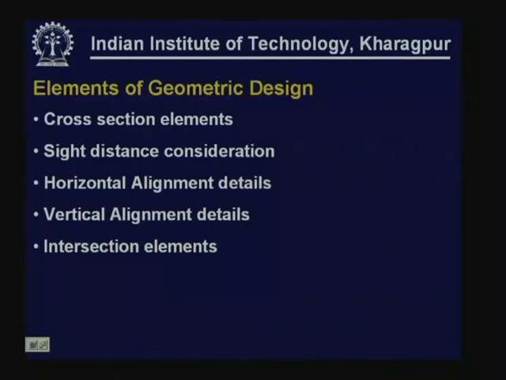So there is a sight distance consideration. We talk about the different design considerations in terms of the sight distance. We talk about the horizontal alignment details. Curves are an integral part of the system. So proper design of horizontal systems or horizontal alignment is necessary. Similarly, vertical alignment details and intersection elements. So we will discuss different geometric components, different elements for cross section, sight distance, horizontal alignment, vertical alignment, and also intersection elements.